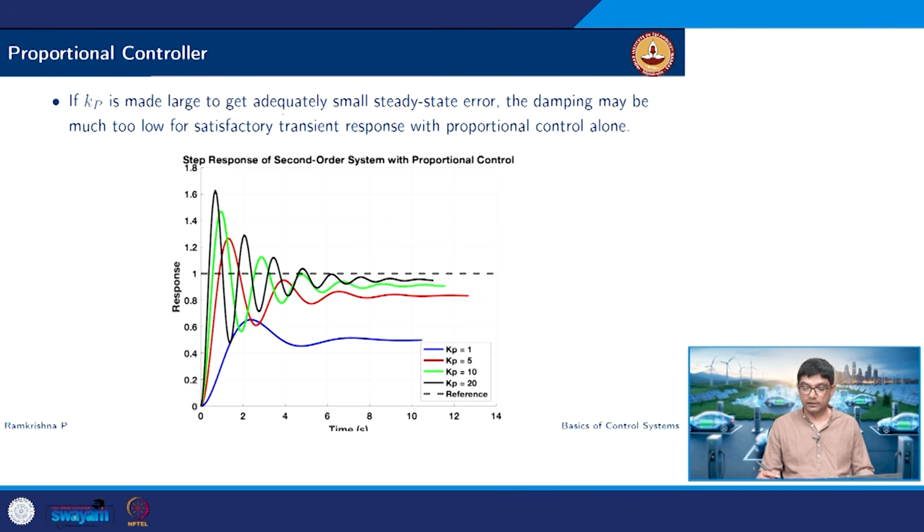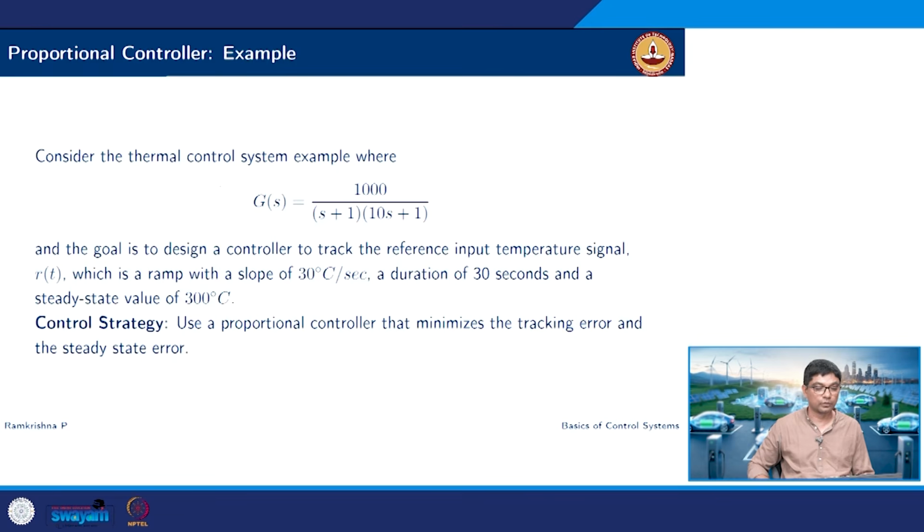Here we see the response of a second order system to different values of Kp, with the reference value being 1. If Kp is made large for a small steady state error, you see the steady state error increases, and this is for Kp equal to 20. For a very small Kp, I have a very large error, and so on. So, if Kp is made large to get adequately small steady state error, the damping may be much too low for a satisfactory transient response, because you see a significant overshoot over here.